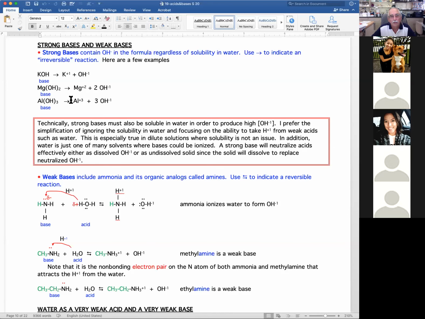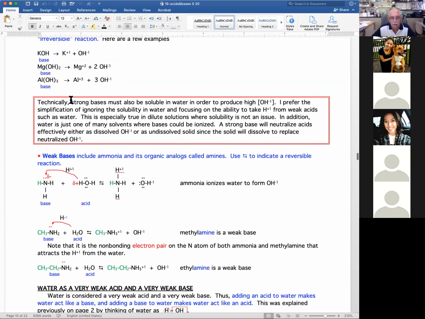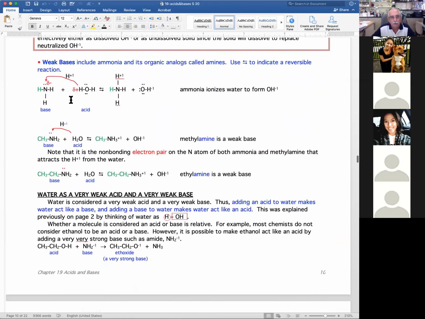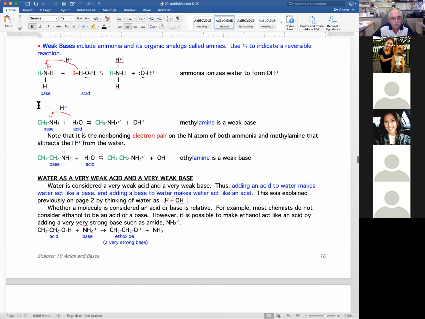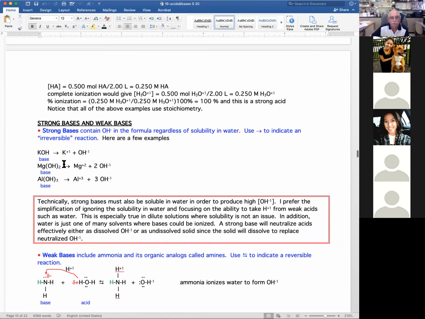So what would a weak base look like? A weak base would be ammonia. Ammonia is NH3, and the only way it makes hydroxide is by hydrolyzing water, making water act like an acid. Okay, so it's a reversible reaction, right? Where these are one directional.